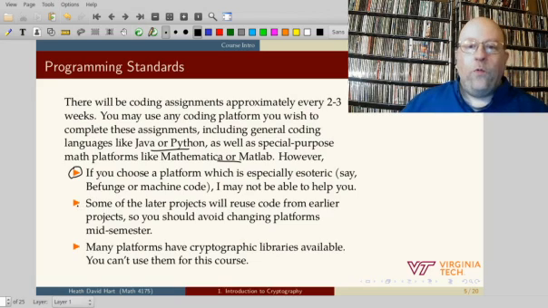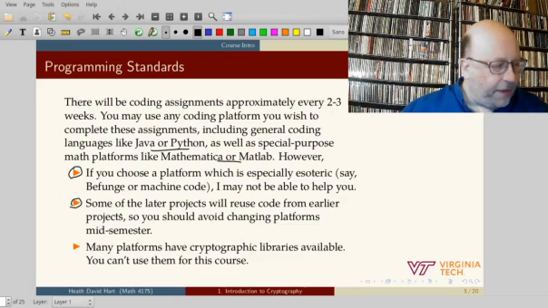We will be reusing code. Some of the earlier projects are to write pieces of code that we will then embed into a larger project later on. And so try to avoid changing platforms mid-semester, because if you decide partway through that you want to switch, then you have to go back and rewrite some of your earlier code.